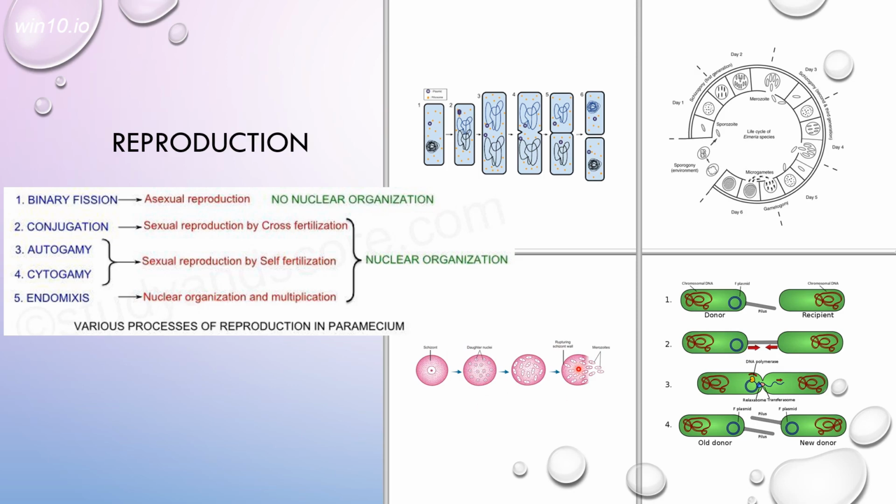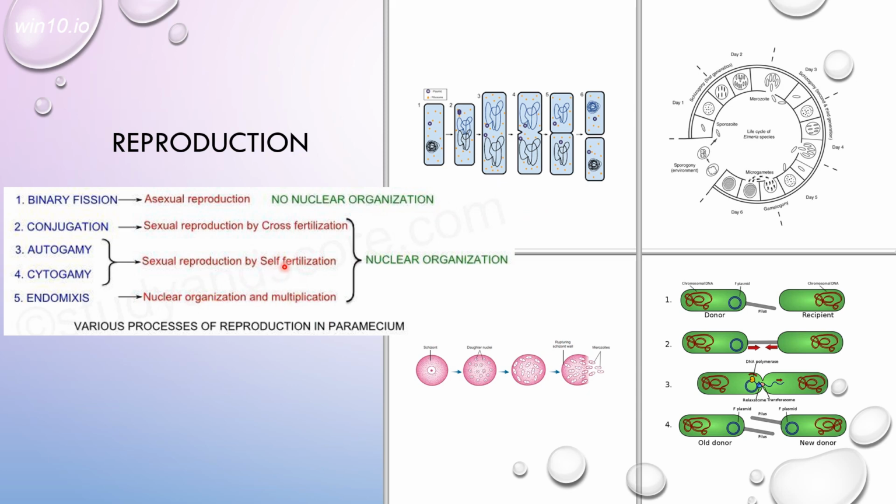And then come the sexual modes, in which one of the most common, and the one which you are going to learn, is conjugation. It is a method of cross fertilization where the donor cell's material is transferred into a recipient cell with the help of a conjugation canal. Then come different types like autogamy, cytogamy, etc. Autogamy is also a mode of self-fertilization and it happens at the nuclear level. So here the cell divides and then it distributes and forms its own nucleus.